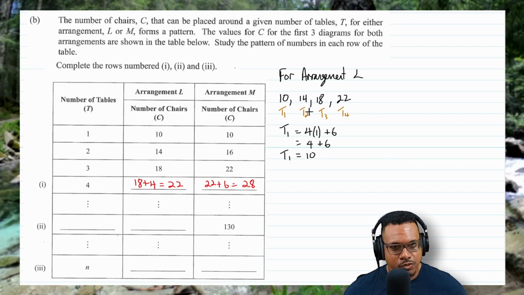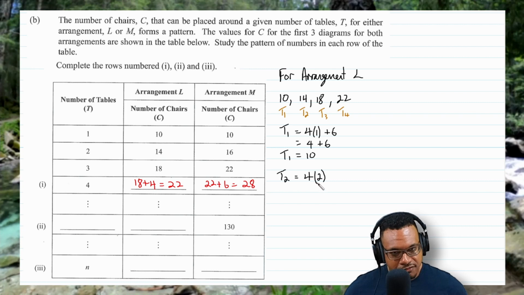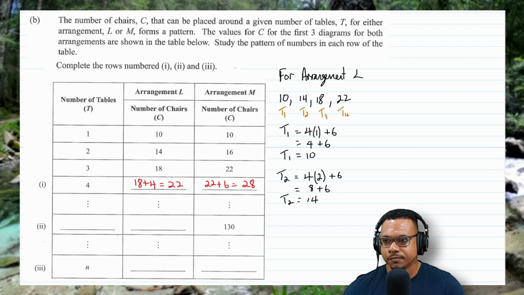Now let's see if that pattern holds for the second term. So my second term, I'll call that T2. I'll have 4 because the pattern keeps going up by 4 times the number of tables, which is 2 this time. 2 tables, and my second term is 14. Now 4 2s are 8. What must I add to 8 or subtract from 8 to get 14? Obviously, I have to add something to 8 to get 14. If I add 6 to 8, I will get 14. So 4 by 2 plus 6. So 8 plus 6 would give 14. And that's my second term.